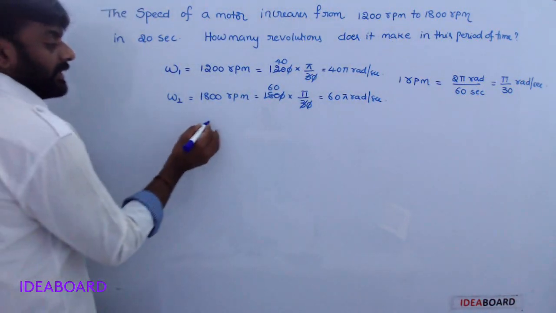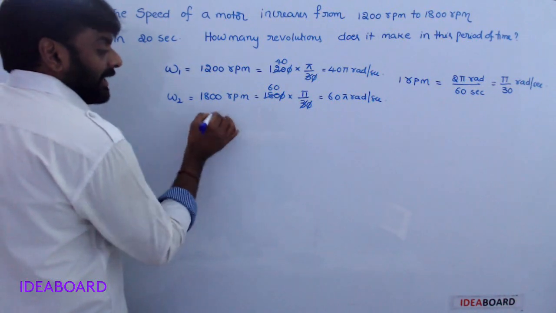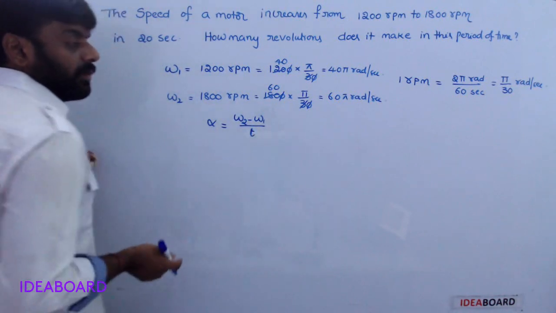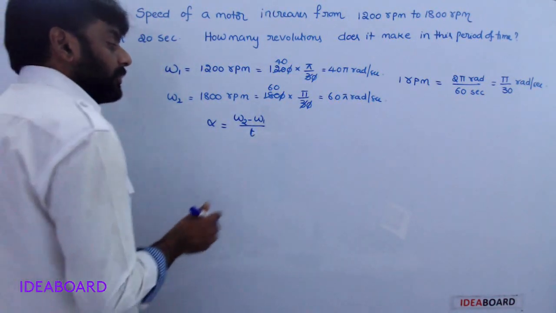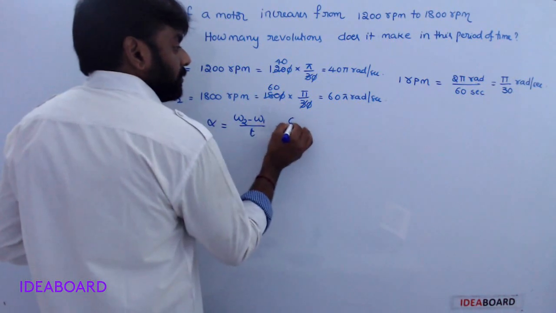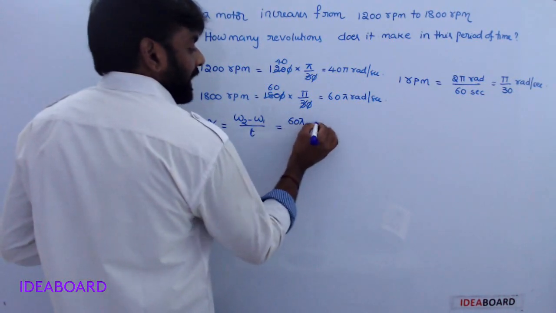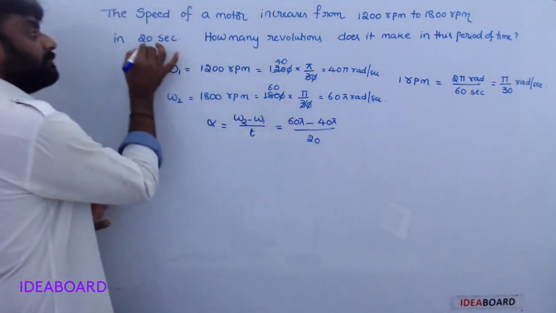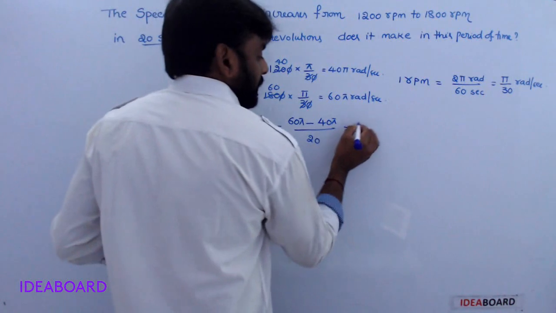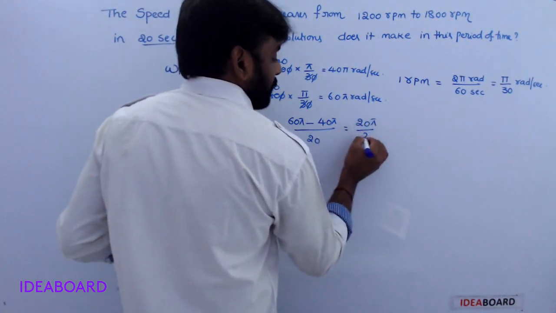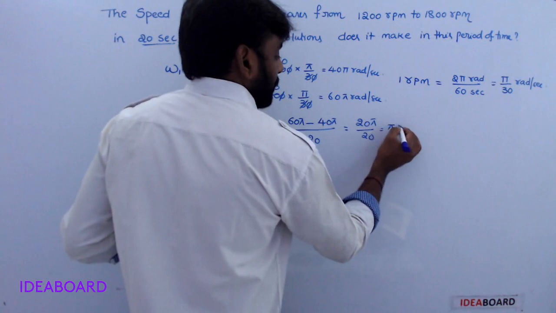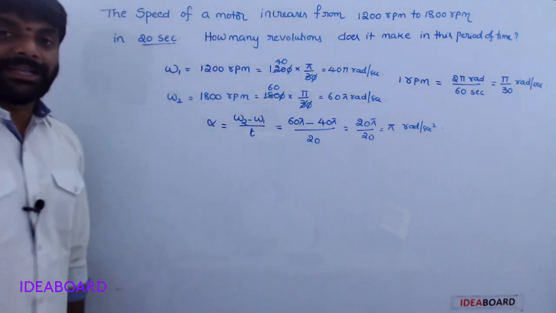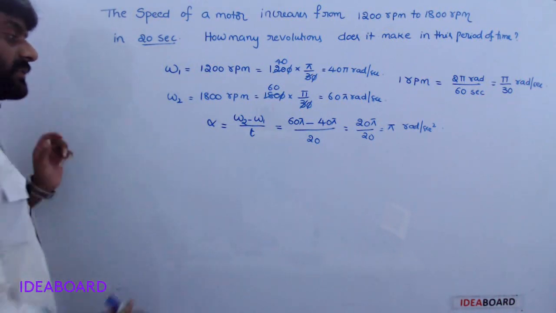First of all, find the acceleration. Angular acceleration is equal to omega 2 minus omega 1 by t. Omega 2 is 60 pi, omega 1 is 40 pi, by time, 20 seconds. This one is 20 pi by 20, which is equal to pi radian per second square. Angular acceleration is pi radian per second square.